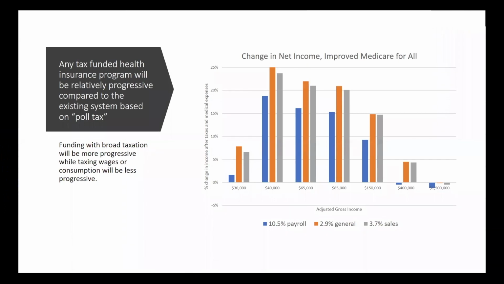Here's the change in net income. Whatever you do, if you do the most regressive form of plausible taxation, middle-income people will benefit. The poor won't because they're already not paying that much for health insurance. They will get better health care. And again, we have to start thinking about the benefits as well as the costs.